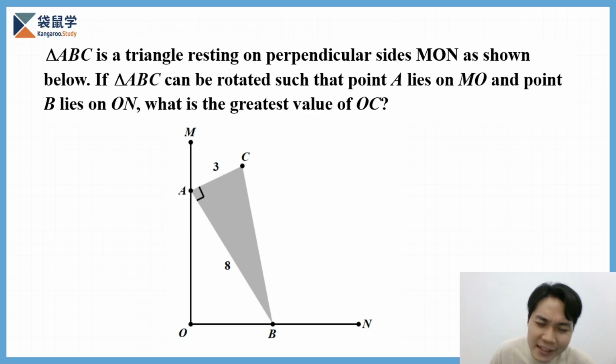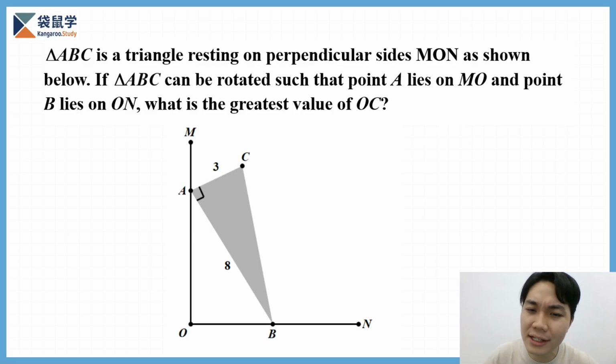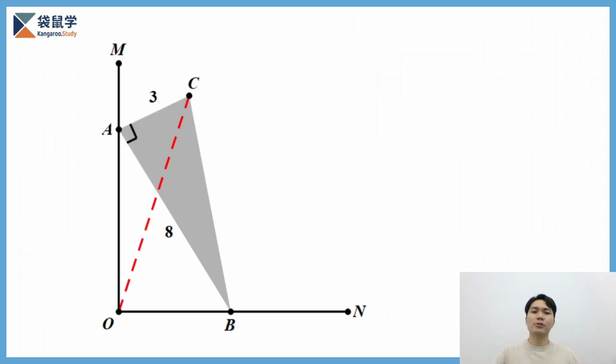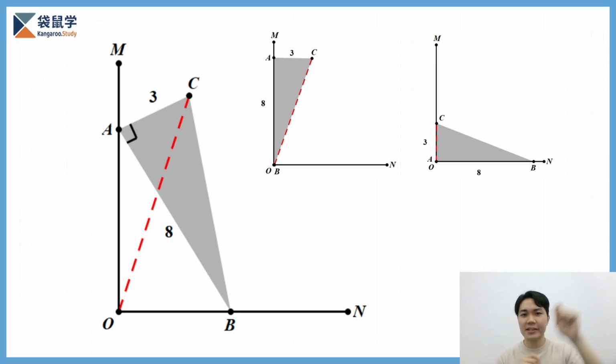So this question is quite interesting. As long as points A and B lie on their respective lines, we want to find the greatest value of OC. To find it, we can rotate this figure ABC. If I rotate it so that AB becomes vertical, it will look something like this, and this is the length of OC. Also, we can make AB horizontal, and then it will look like this. So we can see that the length of OC is changing.